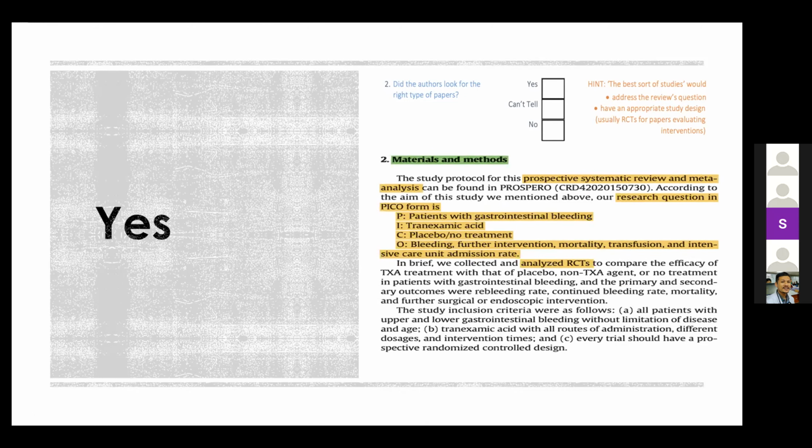For that, I've already explained this. They have done the randomized control trial on this. So I think this question is yes for them. So the next, do you think all the important relevant studies were included?